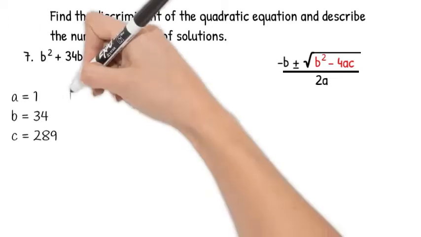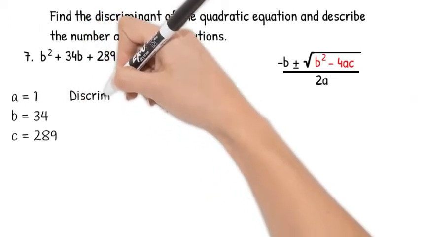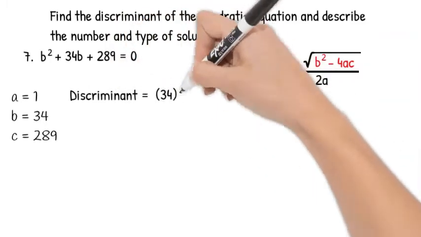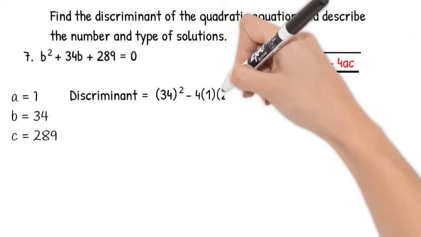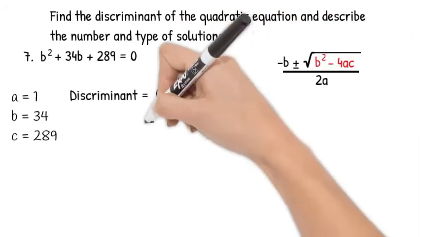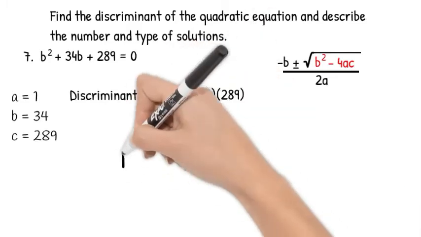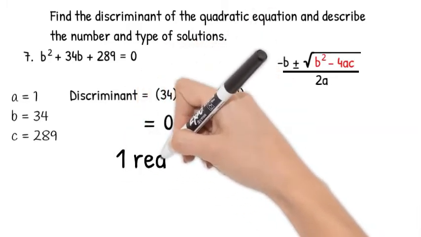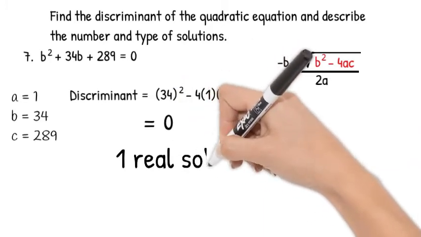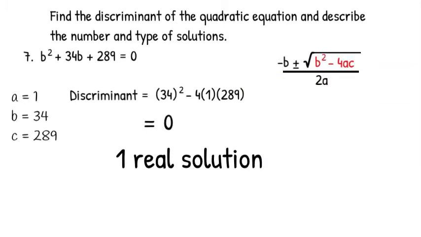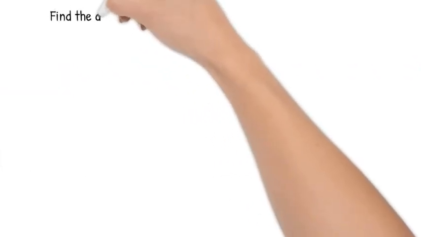So let's plug in our a, b, and c into that. So the discriminant will be b squared, which is 34 squared, minus 4 times 1 times 289. And I plug all of that in my calculator, and I get 0, which means I have 1 real solution. So you found your discriminant is 0. Describe the number of solutions: it has 1 solution, and that type of solution is real. All right, let's try this again with number 8.